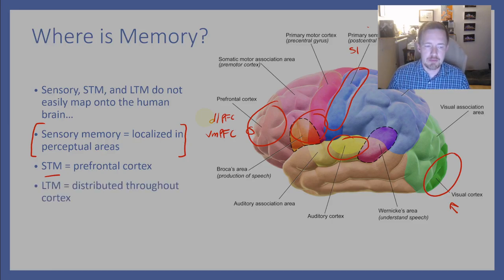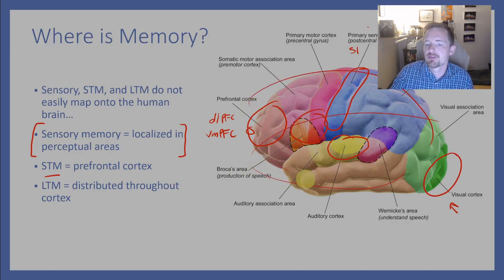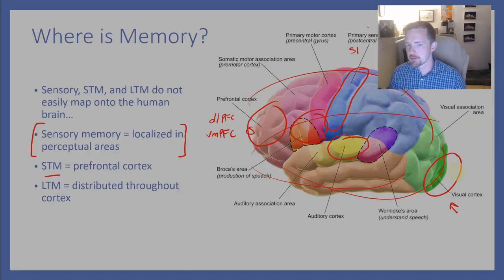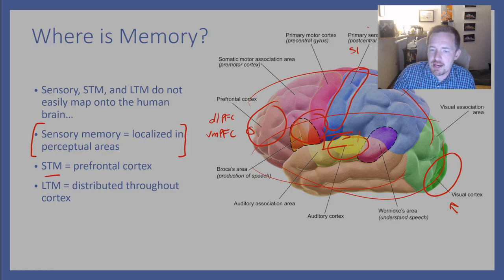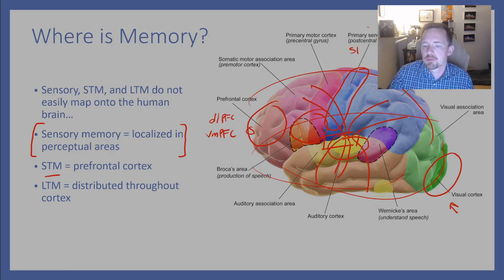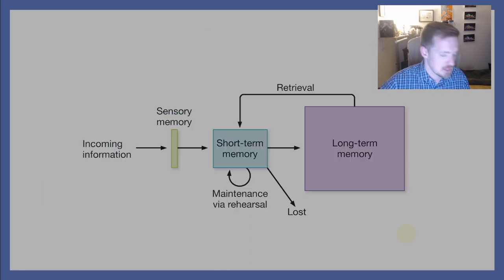And then finally, we have long-term memory, which is distributed throughout the cortex. It's going to be all over the place. Everywhere could potentially be a place that memories are stored. So when we talk about the importance of the hippocampus, this little piece right in here, that's because the hippocampus is going to help us decide where this info gets distributed. It's going to put it in these different places. So it helps consolidate, it helps organize, and it helps retrieve in some cases, but there's not a lot of memory actually stored inside the hippocampus, which is a very common misconception.